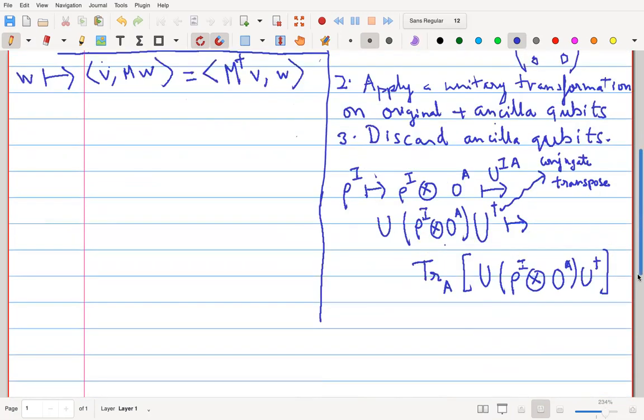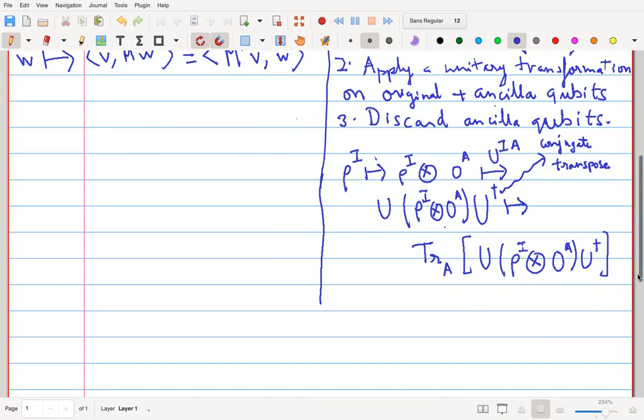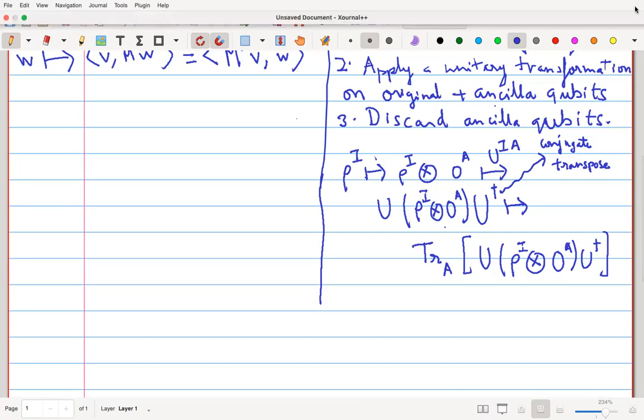Okay, so let's go down. I now know mathematically how to describe this process, and the discarding is the trace out operation, which I also described last time. So this is what general quantum operations are. And now we will look at some specific quantum operations.